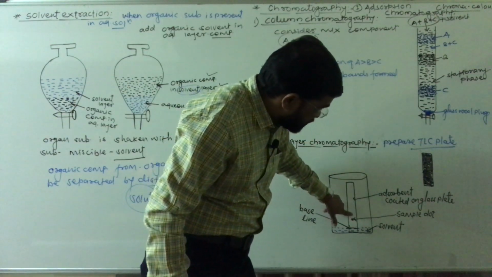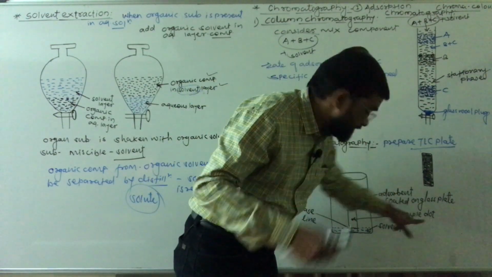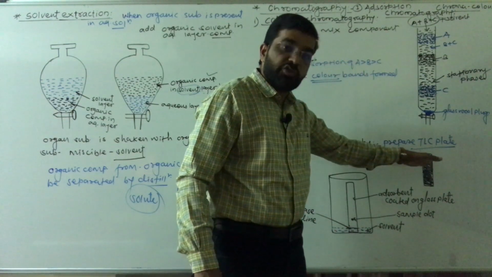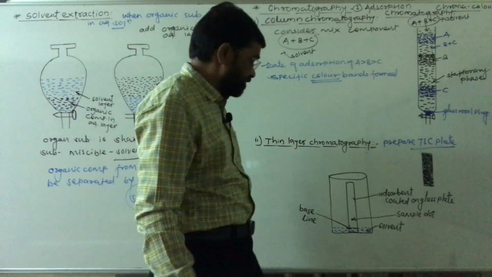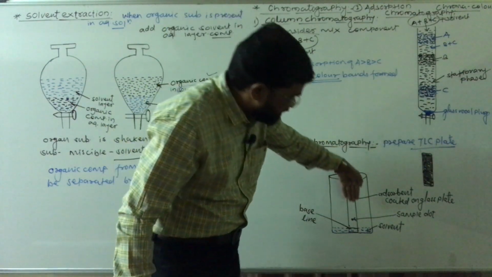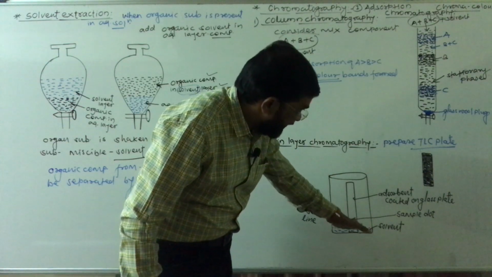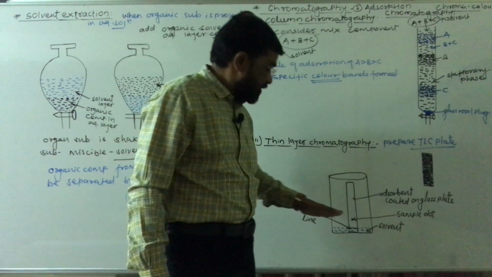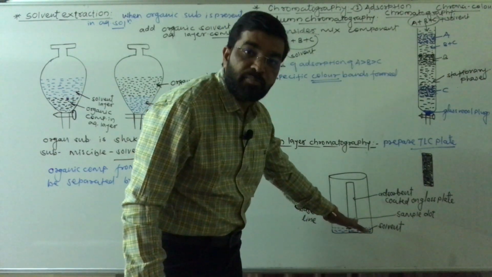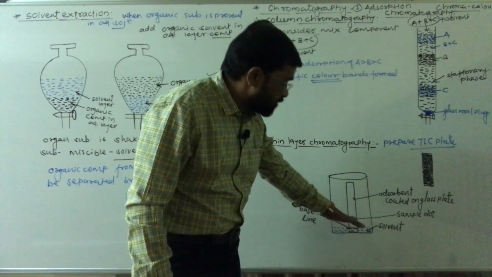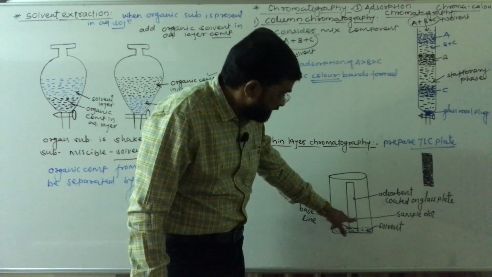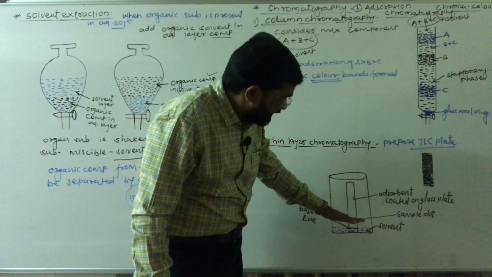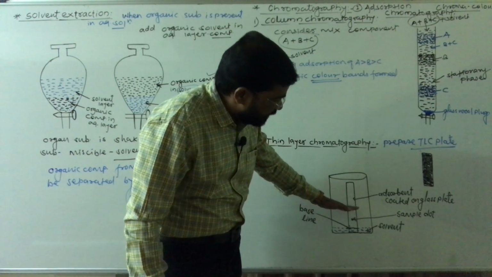This is nothing but the sample dot or spot, and this is the adsorbent coated on a glass plate. Then what happens when we place this plate in the solvent? The solvent starts to rise up. When it comes to the sample spot or dot, then it rises up along with that dot.